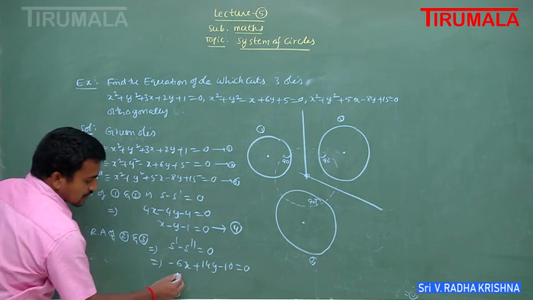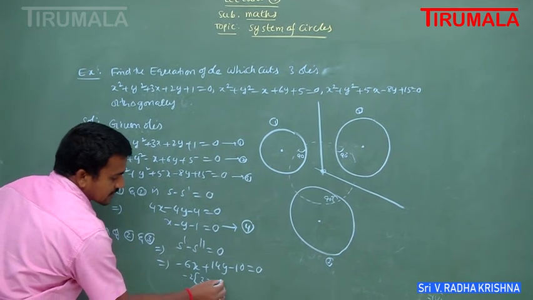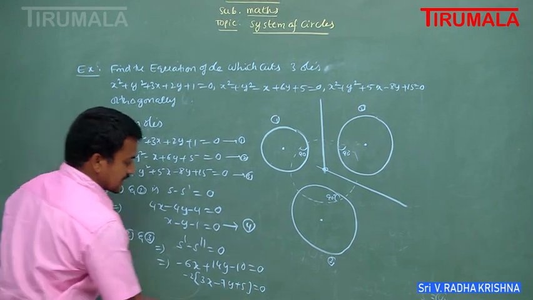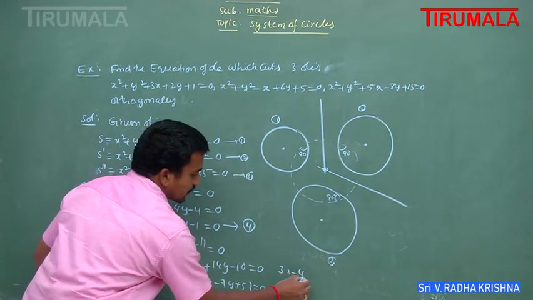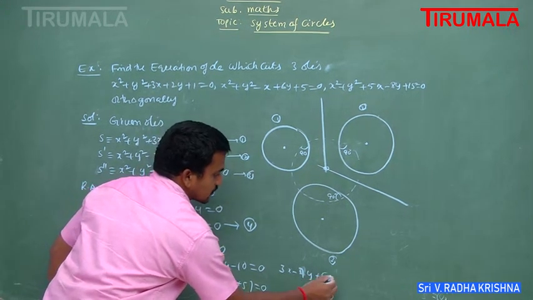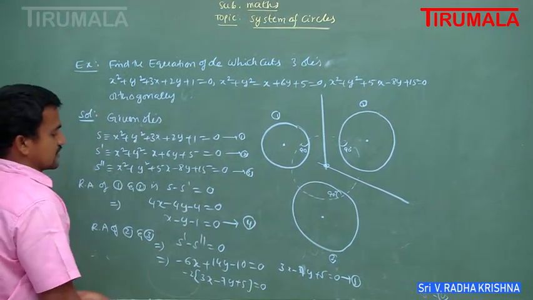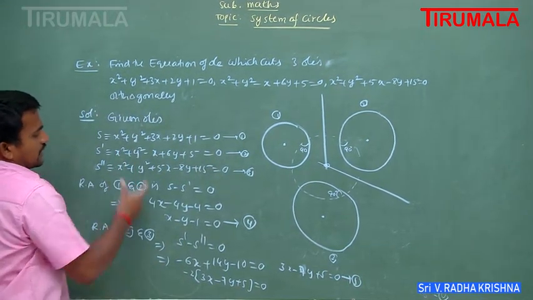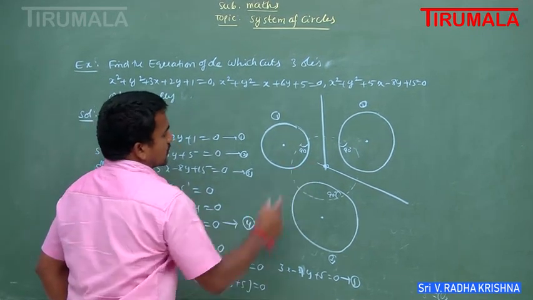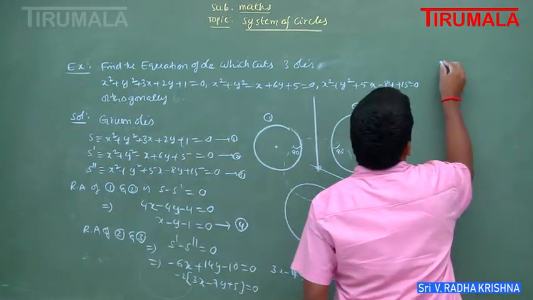So taking the common minus 2 on both sides, that implies 3x minus 7y plus 5 equal to 0. This is equation number 5. So we get the two radical axes. No need for the third radical axis, because solving two radical axes we get the point of concurrency, that is called the radical center.